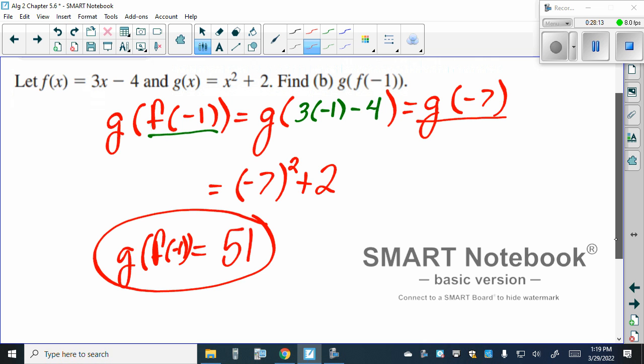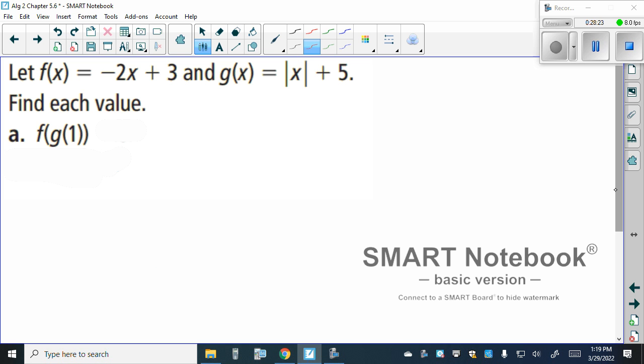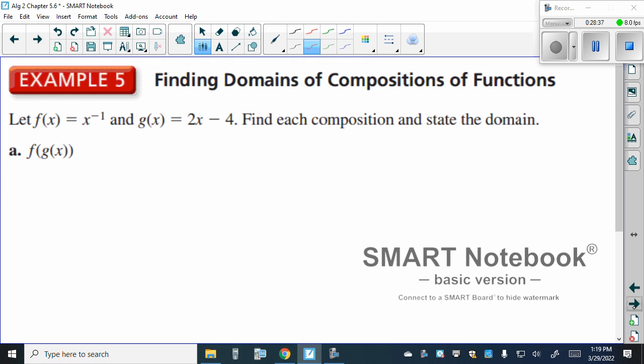Questions on this one? Questions on this problem here? Any other questions on evaluating these? We kind of like the evaluations, just working inside out. There's one last one I want to look at, and that's this here. We're not going to focus on finding the domain of these here. I just want to look at these two here.